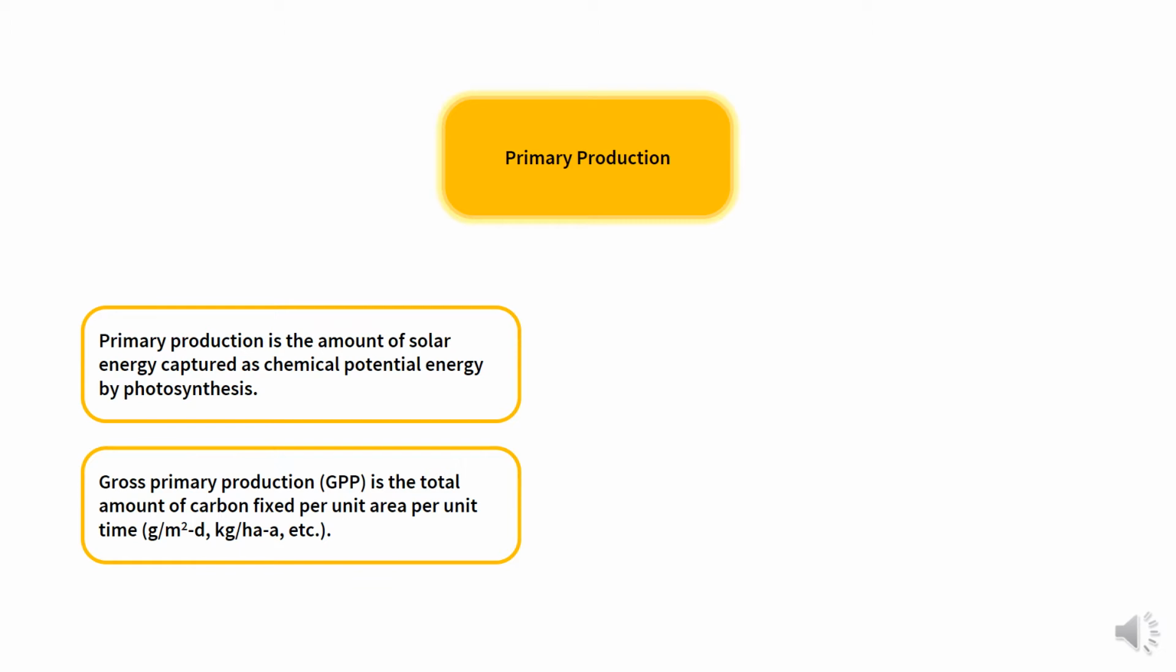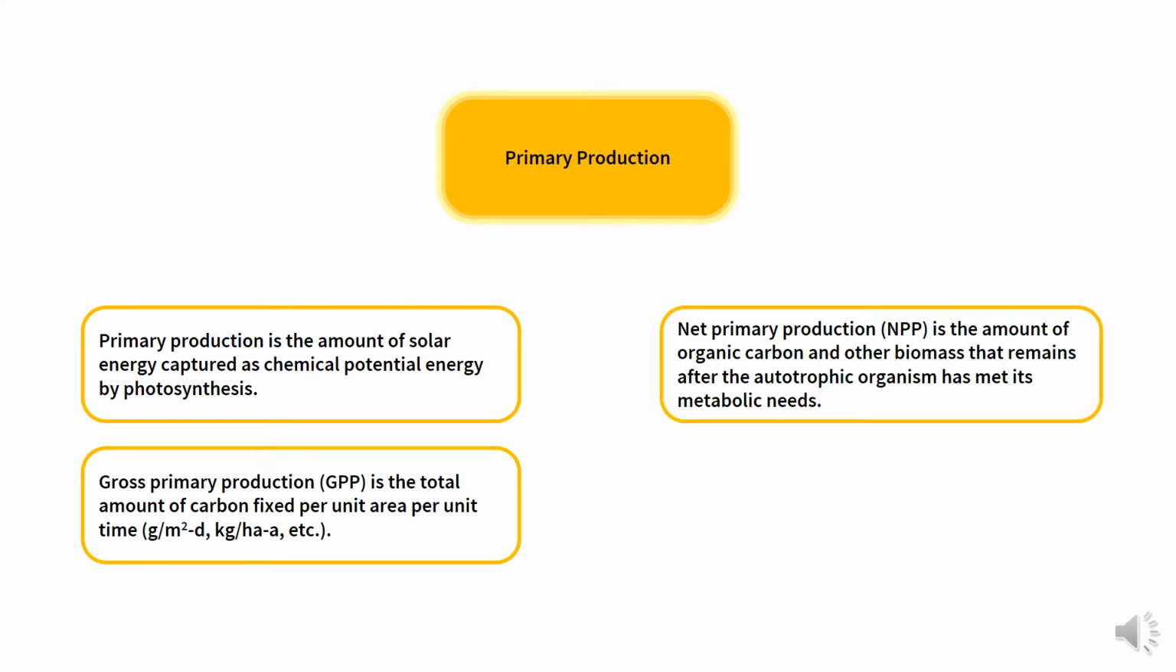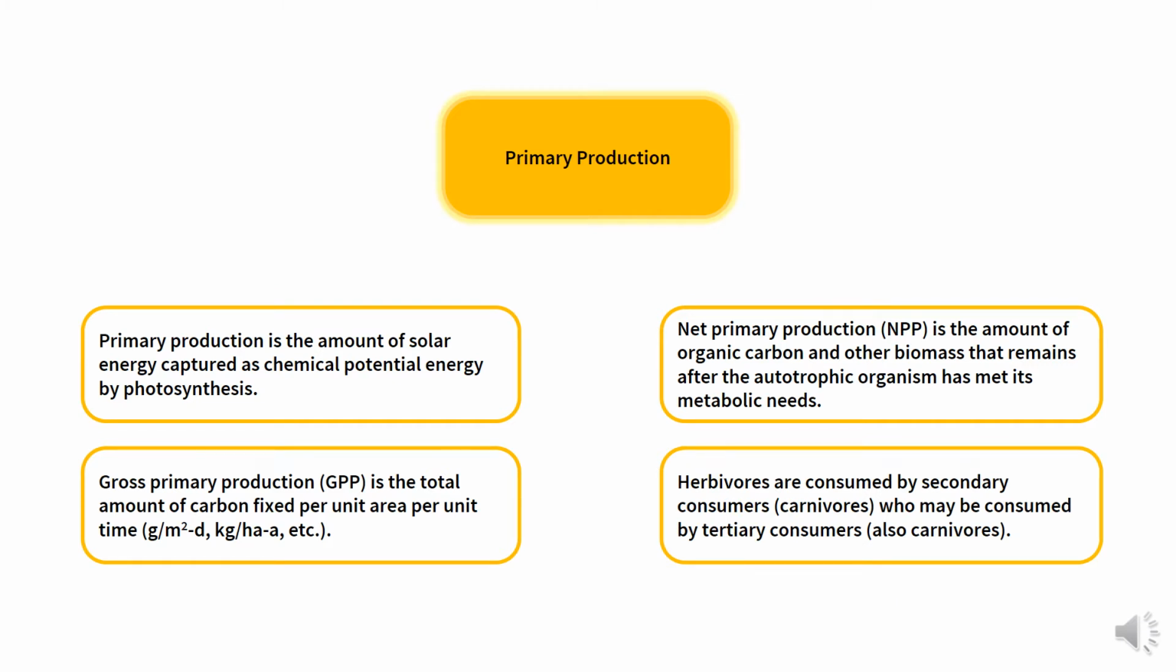The gross primary production, or GPP, is the total amount of carbon fixed per unit area per time. And the net primary production, or NPP, is the amount of organic carbon and other biomass that remains after the autotrophic organism has met its metabolic needs. The herbivores are consumed by secondary consumers or carnivores, who may be consumed by tertiary consumers that we also call carnivores.